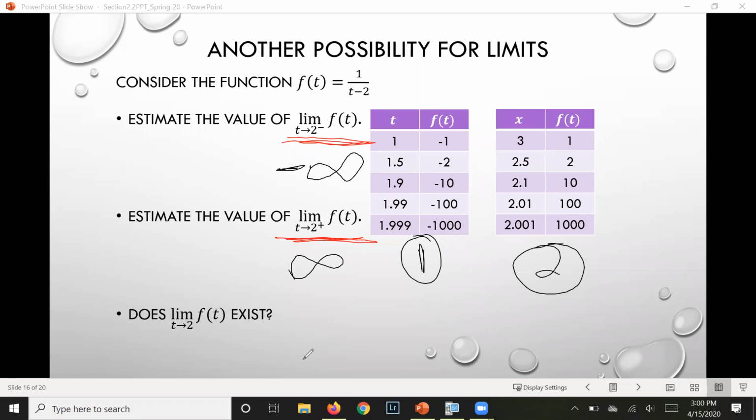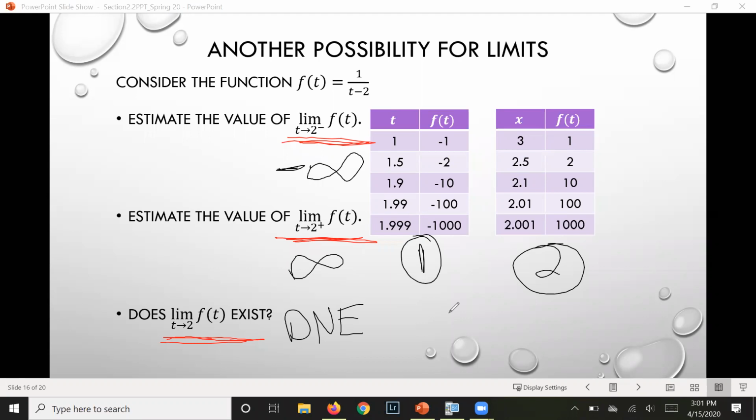And again, keeping in mind our definition that in order for the limit to exist, it has to be the same on both sides. Think about this. What does that tell us about the limit as t approaches 2 of f of t? You guys are right. That means that it does not exist, because those two limits from each side were different.